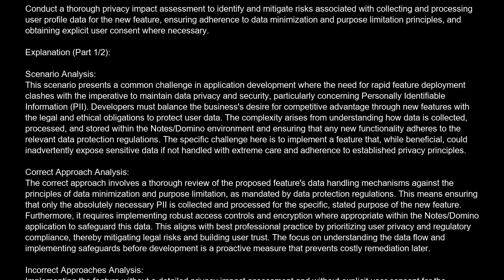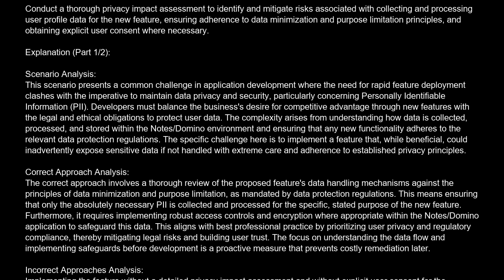Correct answer is A. Conduct a thorough privacy impact assessment to identify and mitigate risks associated with collecting and processing user profile data for the new feature, ensuring adherence to data minimization and purpose limitation principles, and obtaining explicit user consent where necessary. Explanation. Scenario analysis. This scenario presents a common challenge in application development where the need for rapid feature deployment clashes with the imperative to maintain data privacy and security, particularly concerning personally identifiable information.